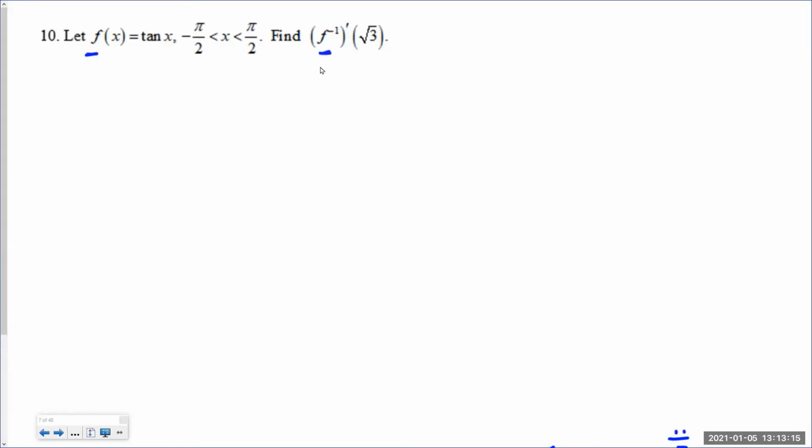F to negative 1, if you don't remember, is actually the way you write inverse. Okay, f to negative 1 is the inverse of f. But I don't like to call it f and f to negative 1, so I just call this g. I just change the name of it. You don't have to if you don't want to, but I make all my f negative 1s equal to g so that I don't have to work with f to negative 1, okay?